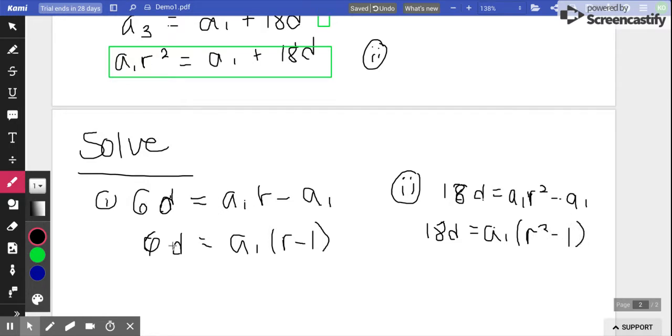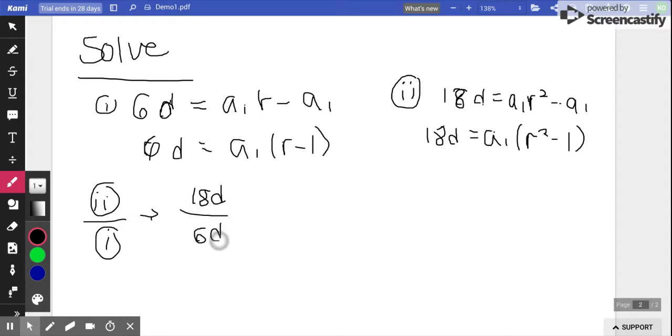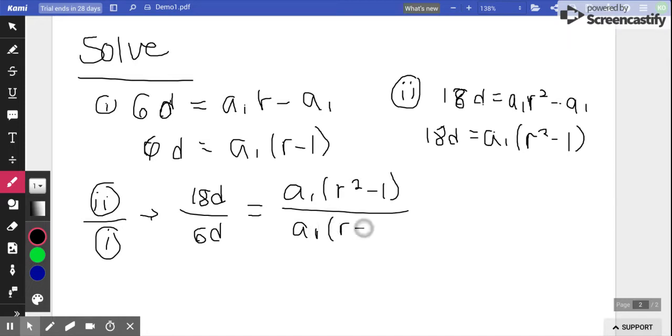So as you notice here, if I decide to divide the second equation by the first, my D's are going to fall, and so are my A1s, which means we'll be able to just solve for R quite easily. So let's do that. Just to be clear, I'm dividing 2 by 1. So I'm getting 18D over 6D equals A1 times R squared minus 1 divided by A1 times R minus 1. So this goes, this goes, this goes, this goes.